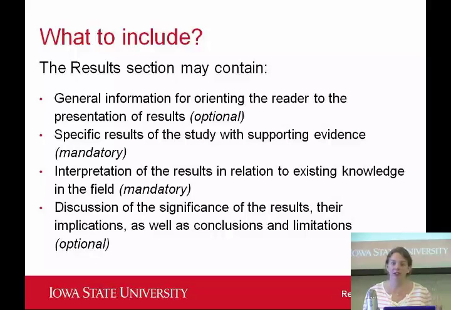Okay, so what are you going to include, and what do you need to be thinking about when you're thinking about the results section? As I've said, there's many different types of things that you might include, but some information seems to be mandatory. So you may choose whether or not to include some background orienting information. And I've said here general information for orienting the reader to the presentation of results. Maybe there's something that we need to be reminded of to be able to really understand your study. Or maybe you aren't going to include this information. It seems to be optional.